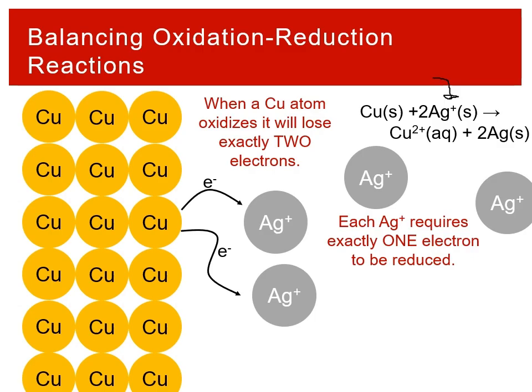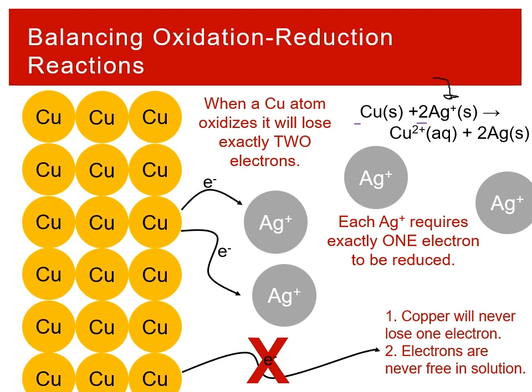2. And so as a result, the stoichiometry between atoms has to be 1 copper for every 2 silvers. Okay? And so what we're not going to expect to see is that copper is never going to lose 1 electron, because that's not part of the copper half process. And electrons are not just going to float freely in solution. You need to have these atoms coming in contact with each other and exchanging these electrons.